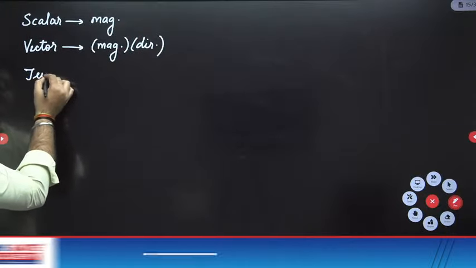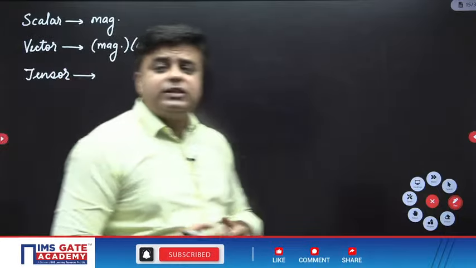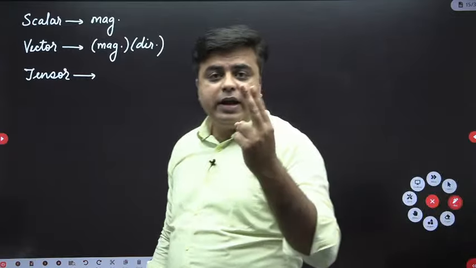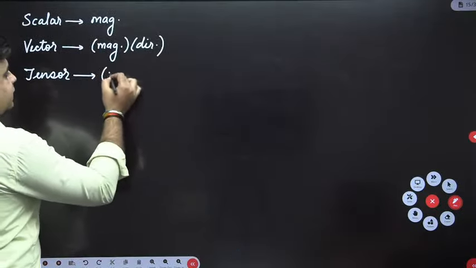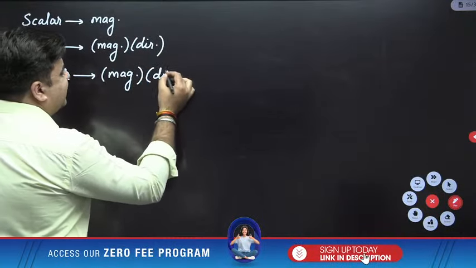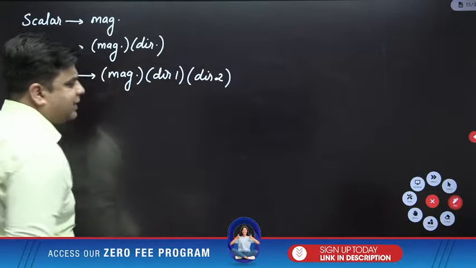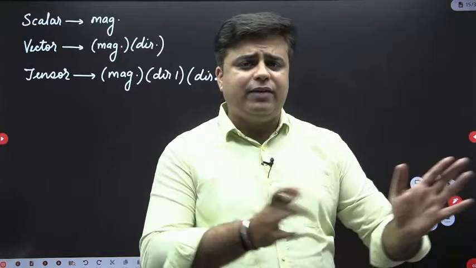Tensor, we haven't learnt until we attended the class of the sir. Tensor quantities are those quantities which have one magnitude and two directions. Sir, what are these two directions? How can a quantity have two directions? How is it possible that if I am moving in this direction, I can have another direction also?